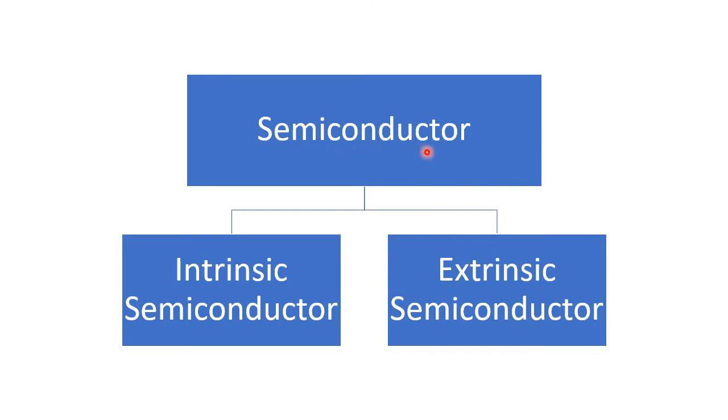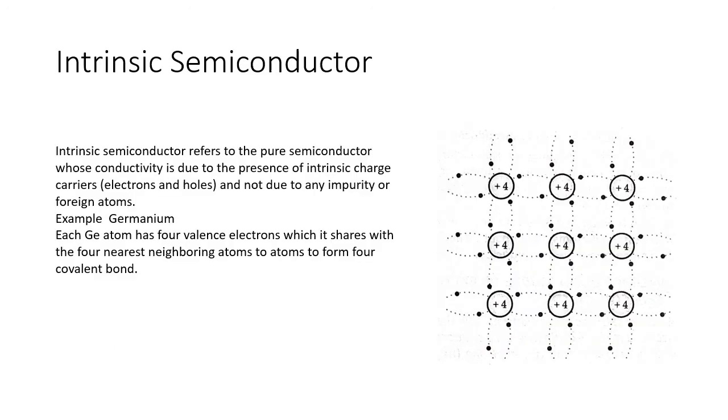Coming back to our semiconductors. Now we know semiconductors are the materials which have resistivity in between insulators and conductors. Semiconductors can be further classified into two categories: intrinsic semiconductors and extrinsic semiconductors. So what is an intrinsic semiconductor? An intrinsic semiconductor is a pure semiconductor whose conductivity is due to intrinsic charge carriers, electrons and holes, and not due to any impurity or foreign atoms.